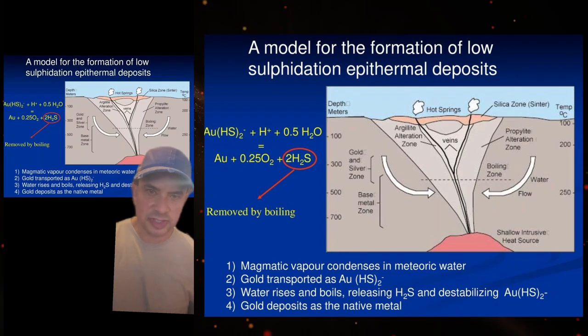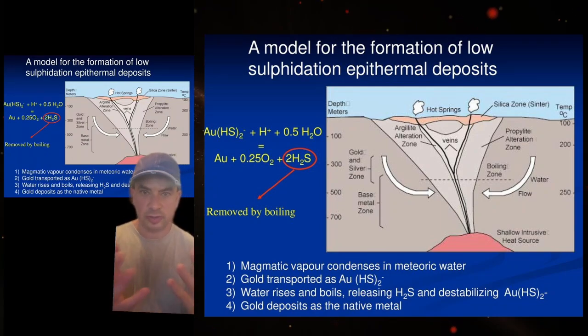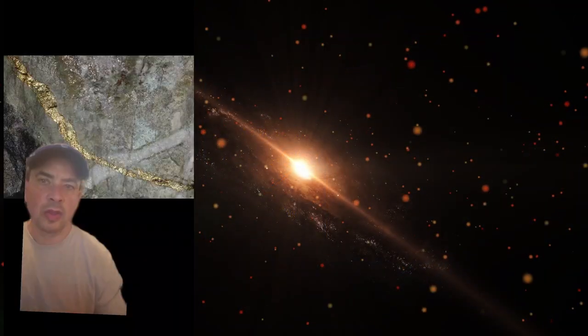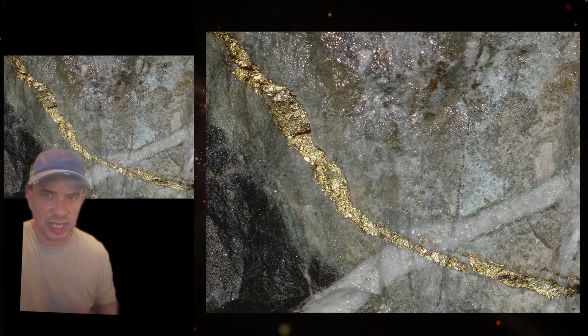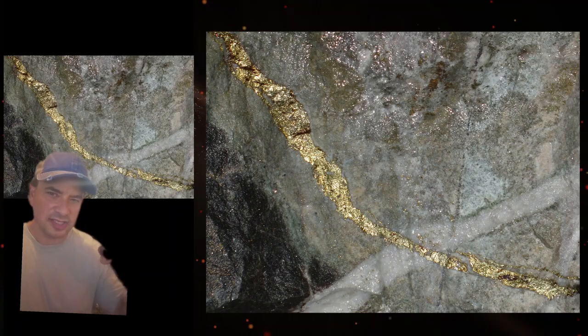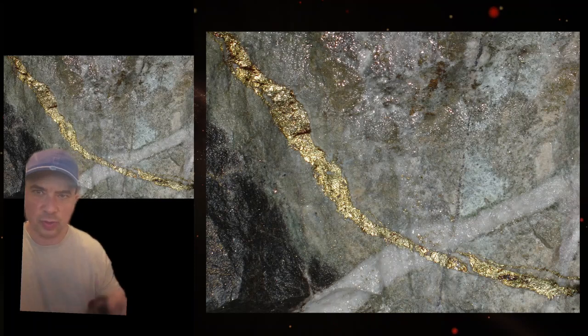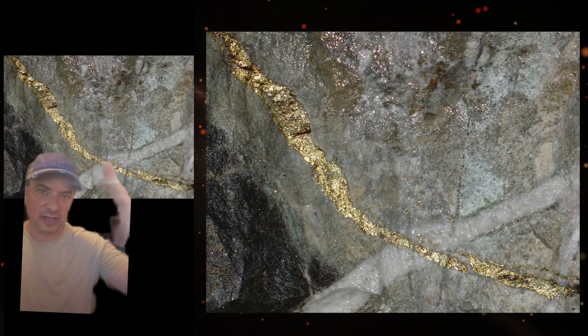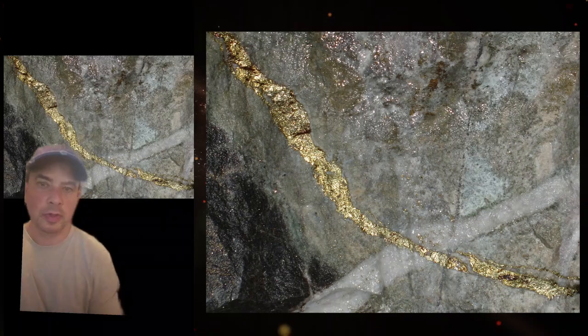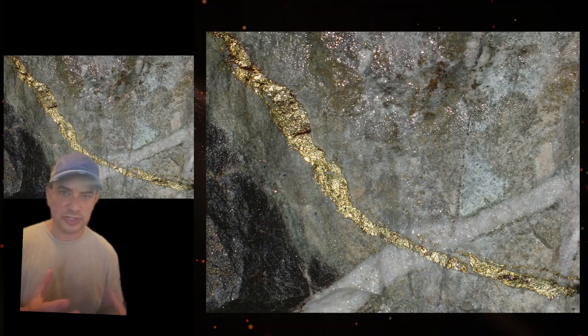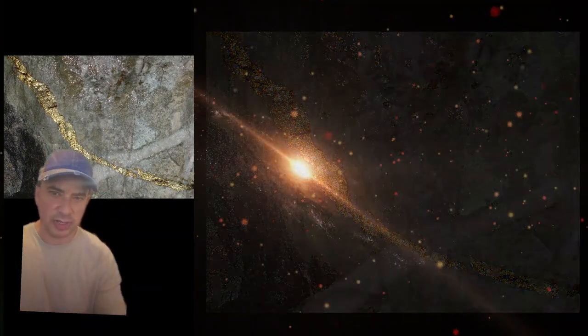And the gold is deposited as native metal, as nuggets and flakes. Well, the interesting thing about that is the gold doesn't just attach to any rock. It attaches very preferentially to quartz. This is a gold vein actually going through a large quartz deposit. So it's a pretty good question, why is this happening?